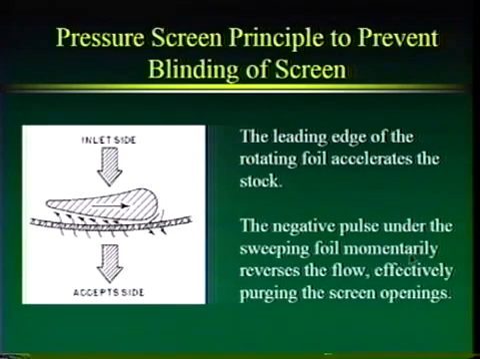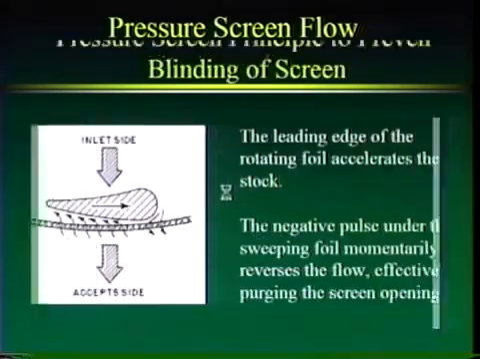Okay, so basically, the leading edge of the rotating foil accelerates the stock, and that keeps it moving and spinning in the right direction. But it's the negative pulse under the sweeping foil that momentarily reverses the flow, effectively purging the screen openings. And you can see that there's flow in the positive direction towards the accepts before this area, and then after this area right here, we get a momentary negative back flushing.